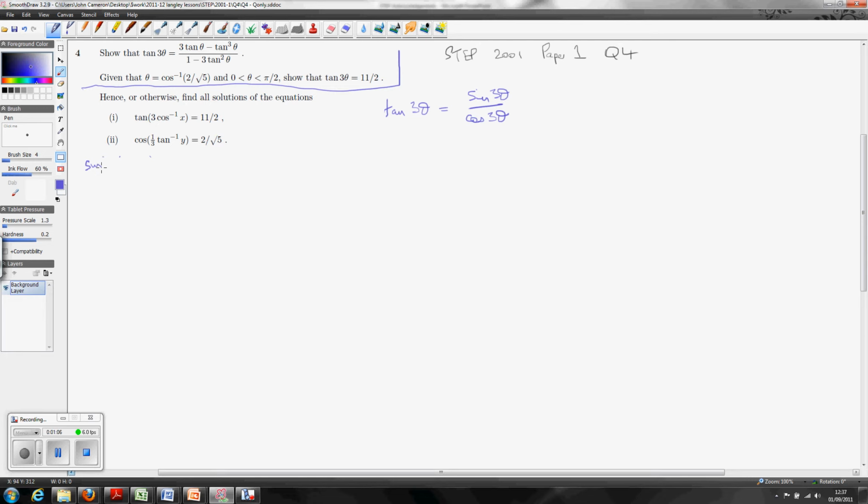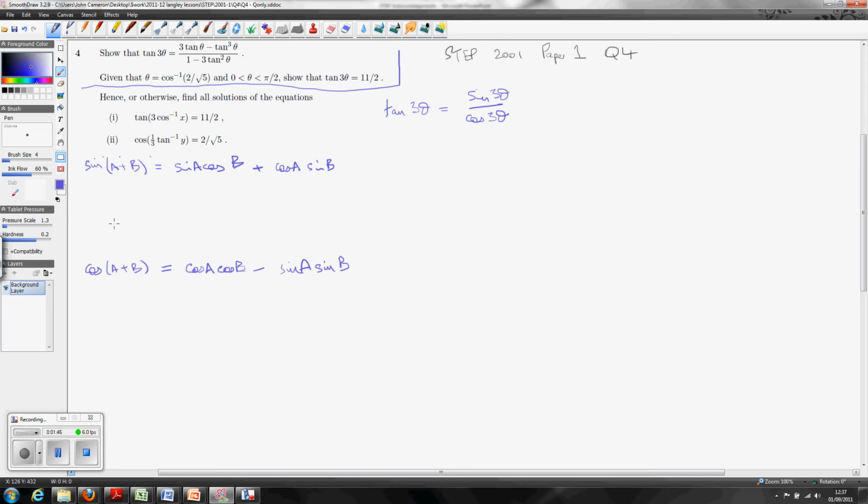What I do know, a formula that I'm going to use, is that sine of a plus b is equal to sine of a cos b plus cos of a sine b. So I'm going to use this formula. I'm also going to use another formula. Cosine of a plus b is equal to cosine of a cosine of b minus sine of a sine of b.